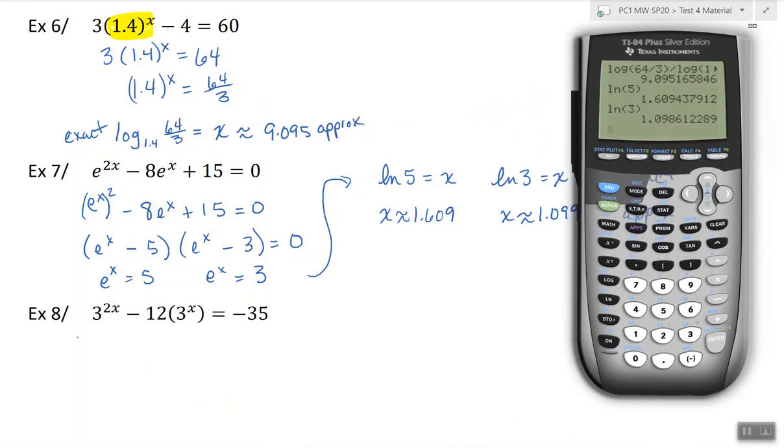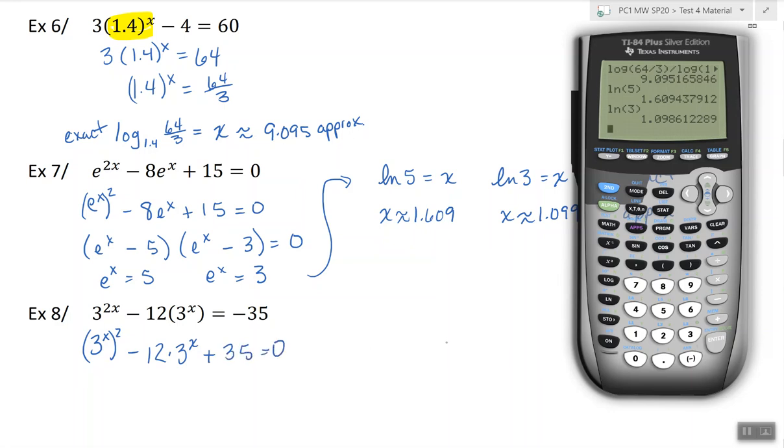All right, and this is another problem very similar to this. This is 3 to the x squared, so you can rewrite it as such. 3 to the x squared minus 12 times 3 to the x plus 35 equals 0.